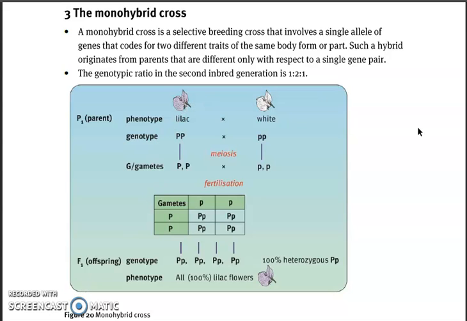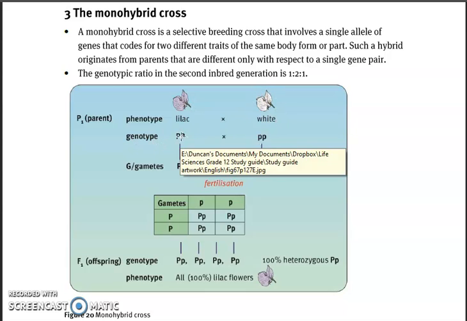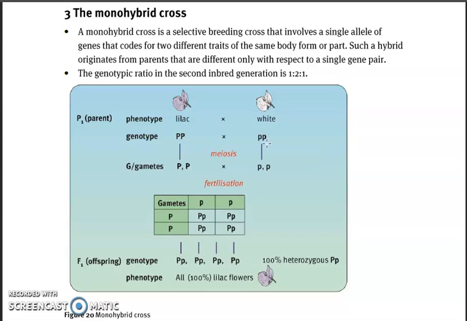As you can see, this monohybrid cross diagram is done for flowers. So we have a lilac flower and a white flower, and these are the parent flowers. So the phenotype is lilac and it's crossed with a white flower. The genotype of the lilac flower is capital P, capital P, and it's crossed with little p, little p, which is a white flower. Then what happens is meiosis.